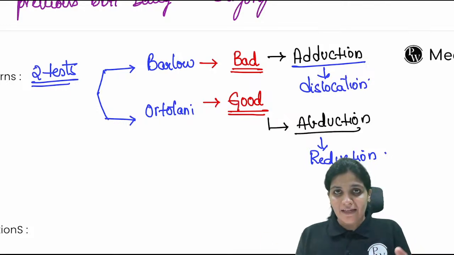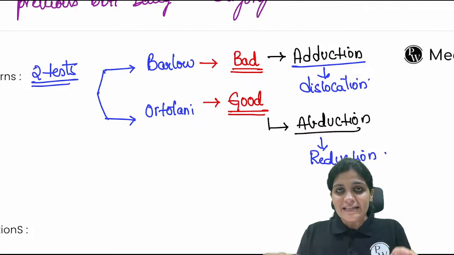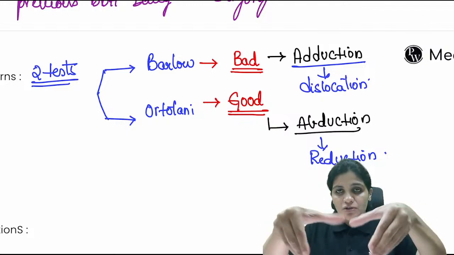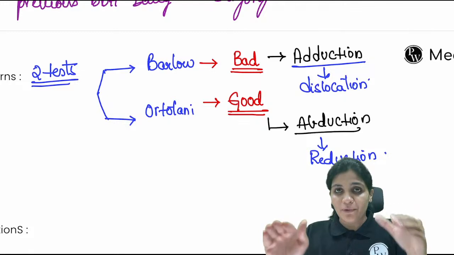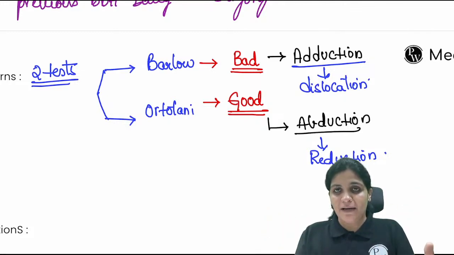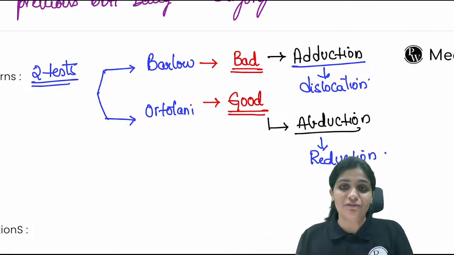And you will not leave it like that, right? Now you reverse this adduction maneuver, that means you do the abduction. Once you do adduction, then you do abduction. On doing abduction, if you're putting back the femoral heads into the acetabulum, that means you have reduced the femoral heads.